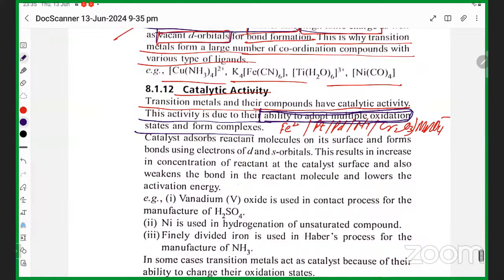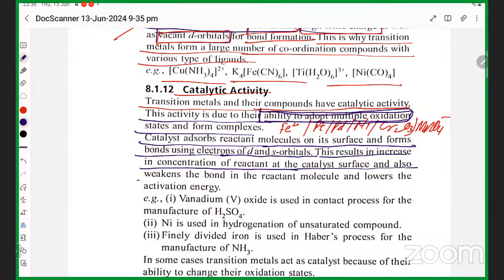Catalyst absorbs reactant molecules on its surface and forms bonds using electrons of the d and s orbitals. This results in an increase in the concentration of reactant at the catalyst surface, and also weakens the bond of the reactant molecule and lowers the activation energy.